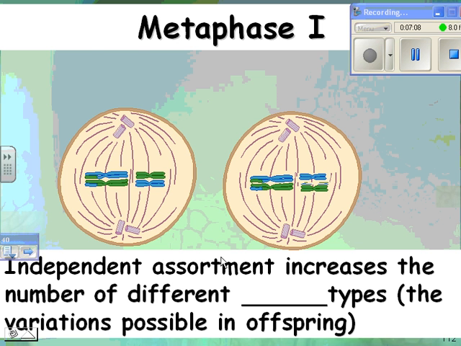So independent assortment means these assort, they separate out, independent of those. So if the daddy one goes over here, this one could be either the mommy one or the daddy one. So independent assortment increases the number of different gamete types, so the variations possible in your sperm or your eggs, which may eventually become your offspring.